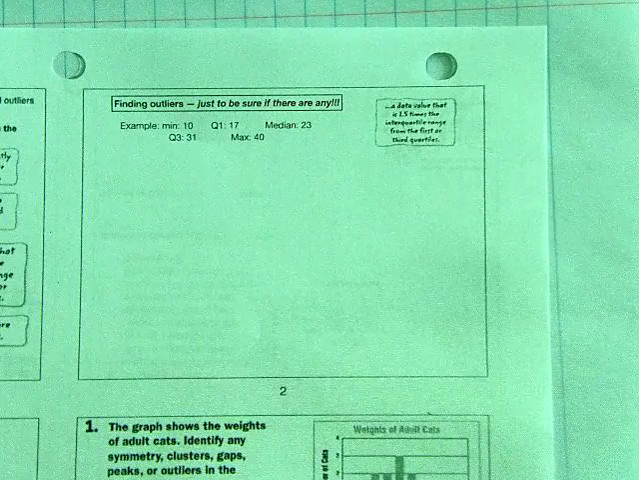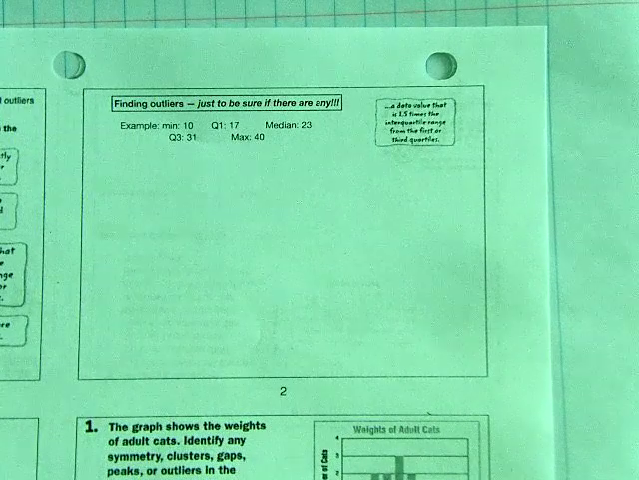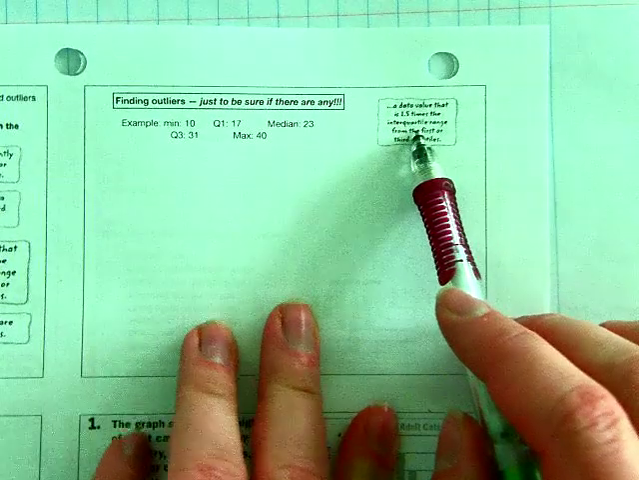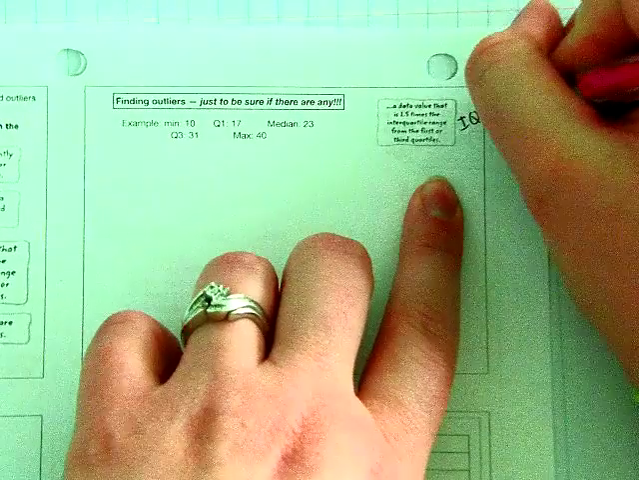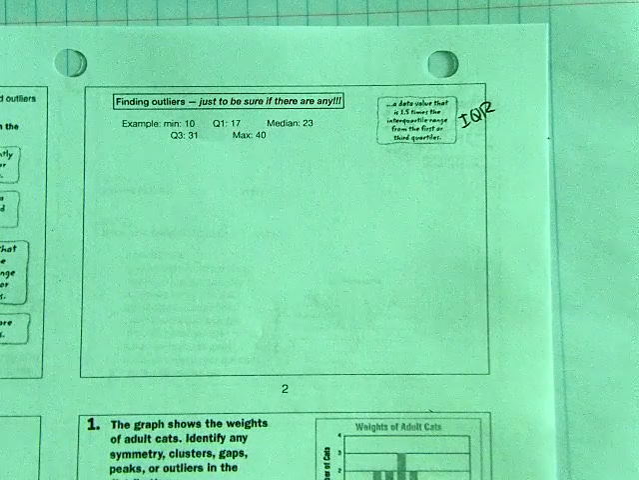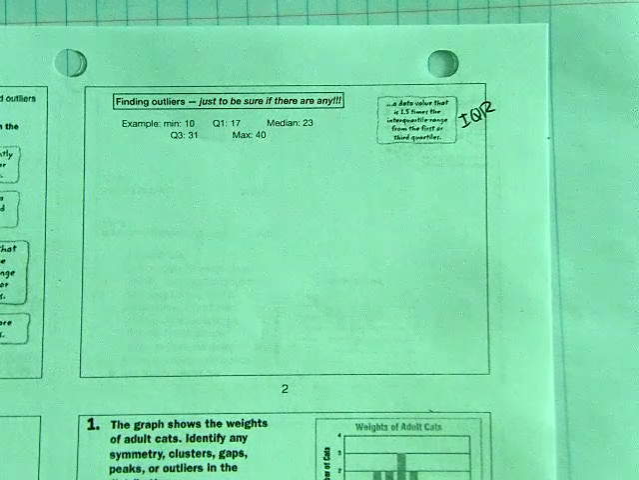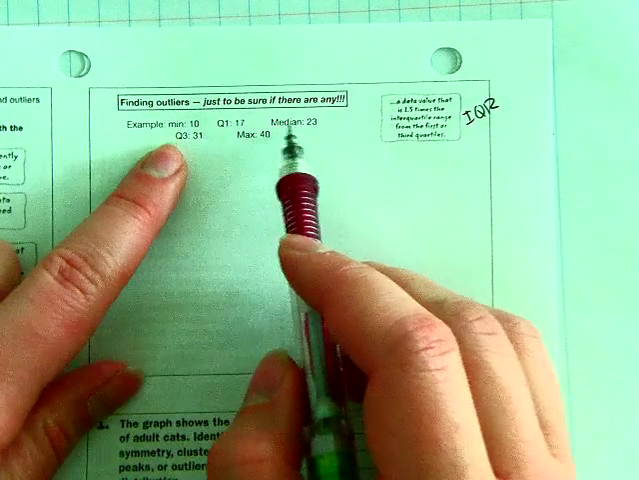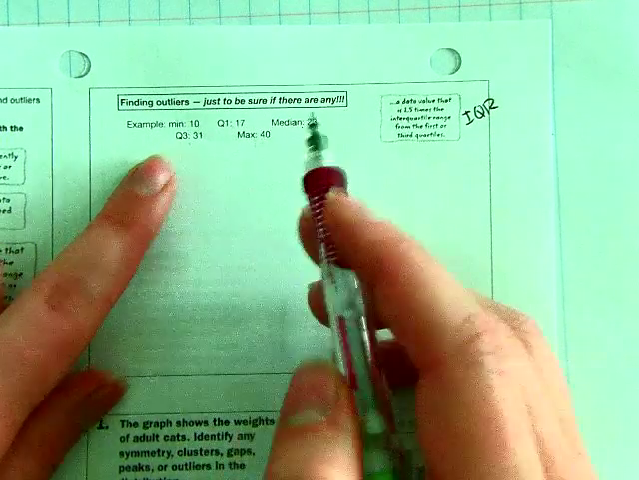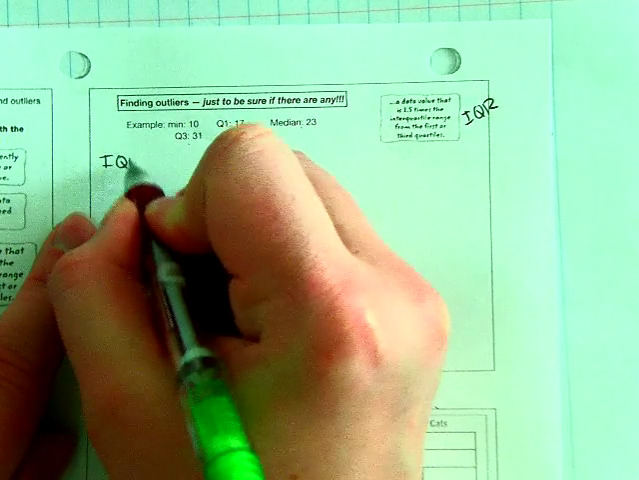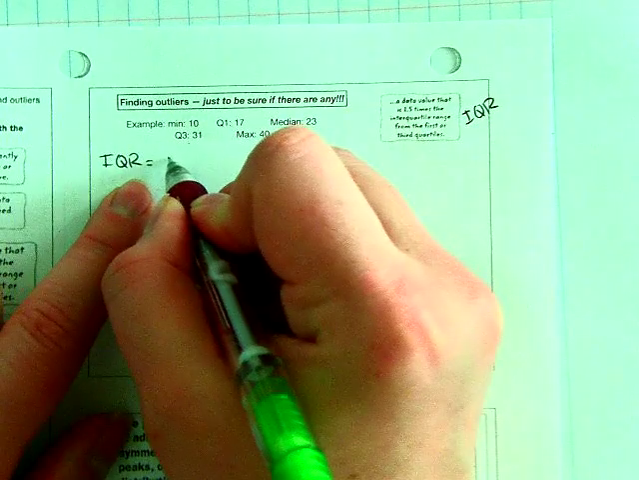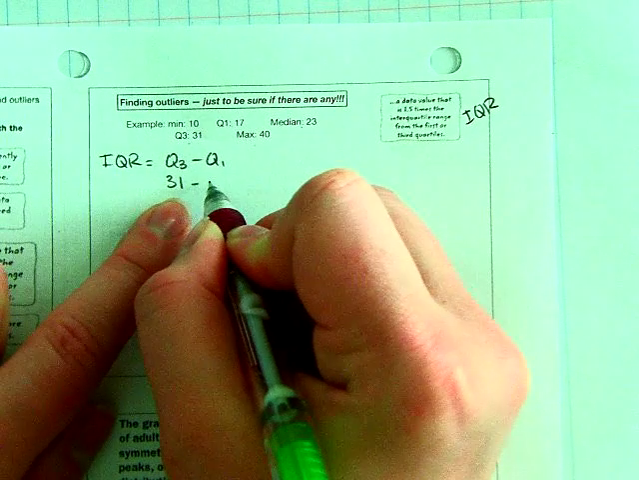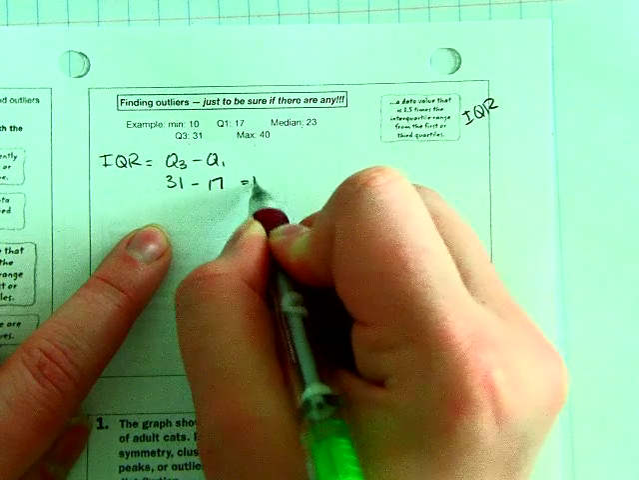I told you before that I would tell you how to find outliers, and I'm going to do that. An outlier is a data value that is 1.5 times the interquartile range, which a lot of times gets abbreviated to IQR, from the first or the third quartile. So we need to know the interquartile range. Here's an example: the minimum, quartile 1, median, quartile 3, and the max. To find the interquartile range, that's your third quartile minus your first quartile. If I plug those in, 31 minus 17, I get 14.